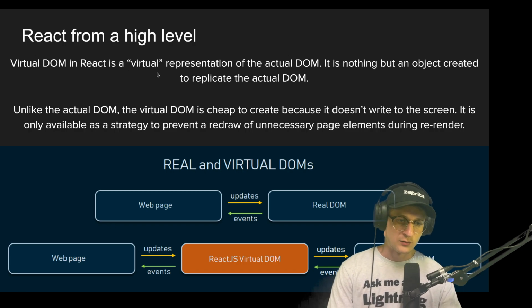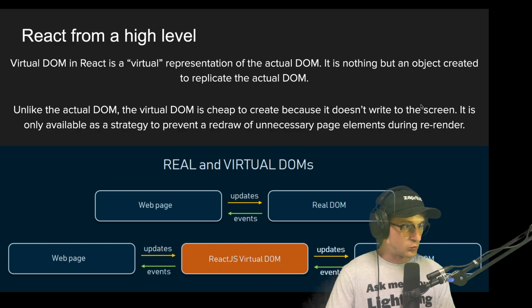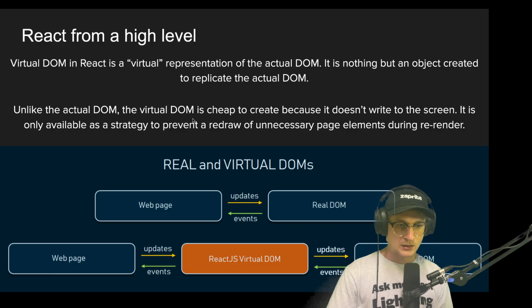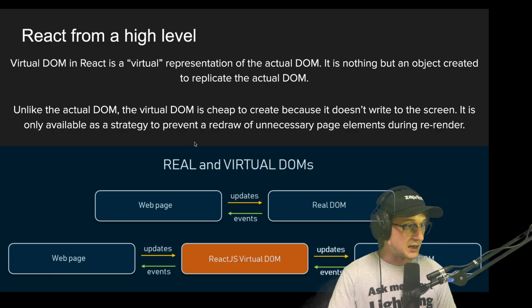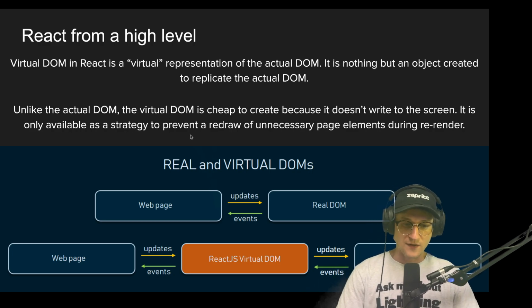The virtual DOM in React is a virtual representation of the actual DOM. It is nothing but an object created to replicate the actual DOM. So the virtual DOM is cheap to create because it doesn't actually write anything to the screen. It's just kind of representing it in an object. And it's just a strategy to keep you from having to redraw the screen again and again, which happens to speed up these web apps very fast.